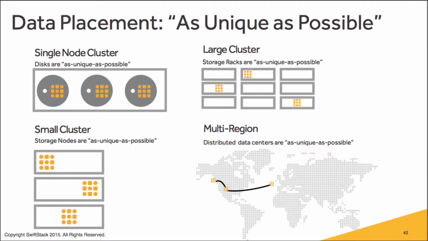How does Swift know where to place data and why? And how do you guarantee that the data doesn't get placed all on one node? If that 100th node goes down, and all the objects were sitting on that node, now it's inaccessible. Swift has this concept called unique as possible.